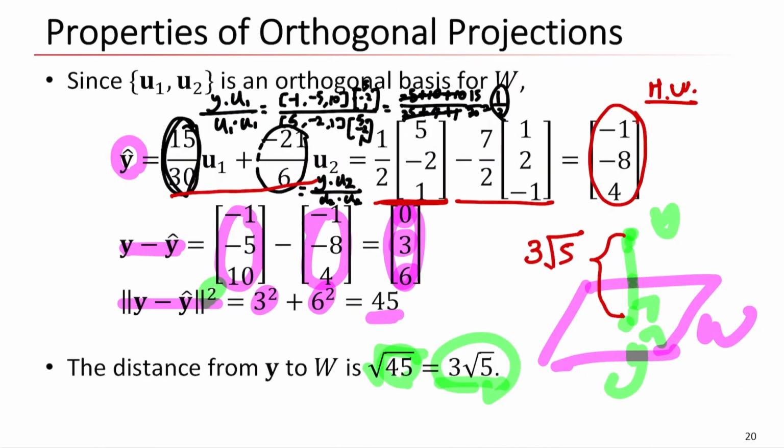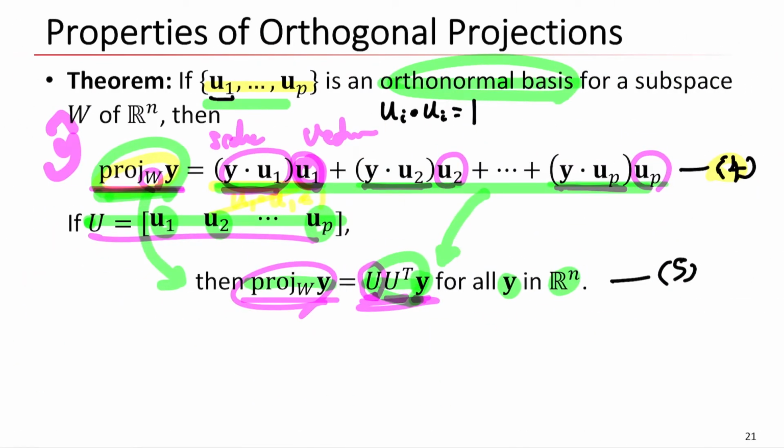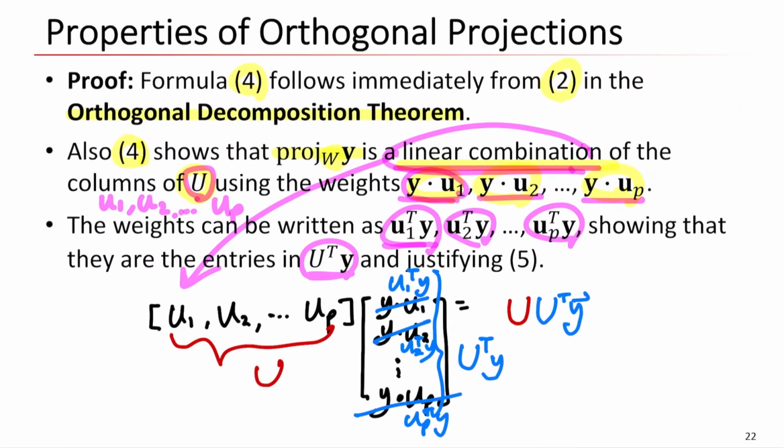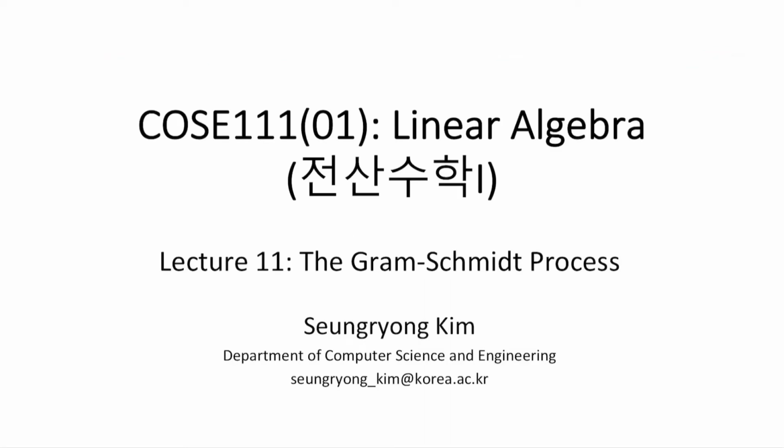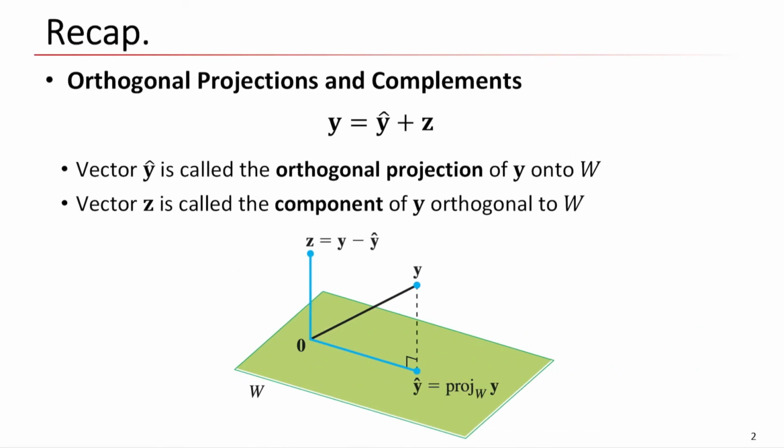And yeah, there were some properties, also on the rejection. So, let's go back to today's lecture. Today we are going to talk about the Gram-Schmidt process. Before starting, let's recap the orthogonal projections and the complement again, because it is a very important concept that will be used in the following.